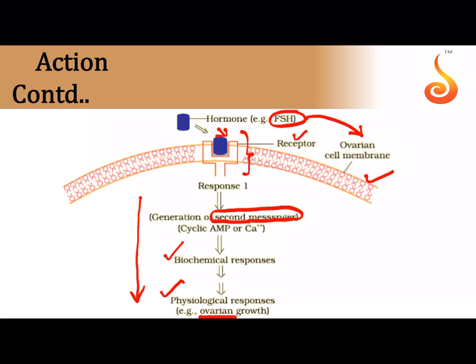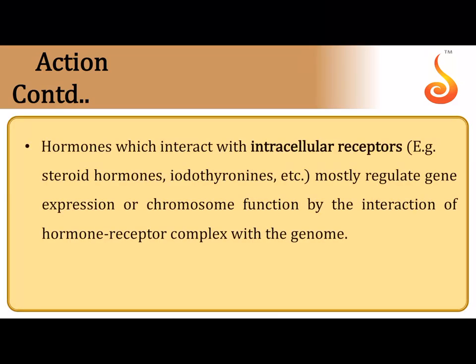So because of FSH, what happens to the ovarian cell? The ovarian cell will start multiplying, it will start growing, ultimately leading to ovarian growth. So here, did you all notice one thing, that the receptor is situated on the cell membrane of the target cell? So it is called a membrane bound receptor.